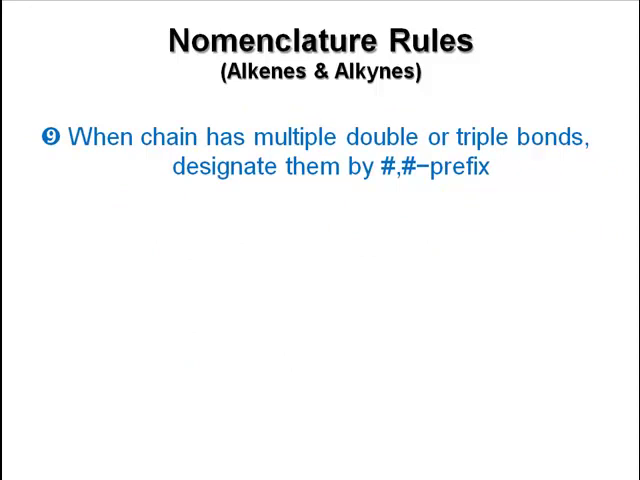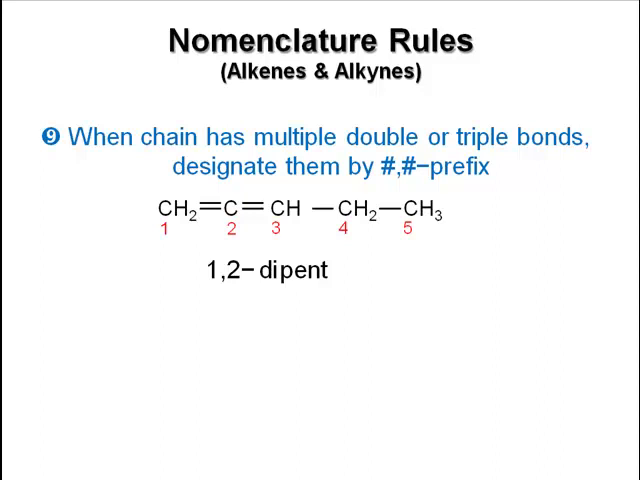Now, when the chain has multiple double or triple bonds, you designate them by number prefix. So you've got this one here. 5 carbons long, so it's going to be pent. It's got double bonds, so what's it going to end as? Pentene. And where are the double bonds located? 1 and 2. And use the prefix for 2 things. 1, 2, dipentene. All right, there you go. 1, 2, dipentene.